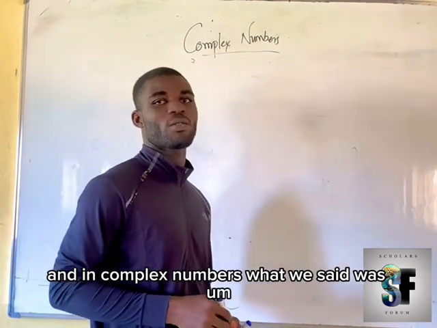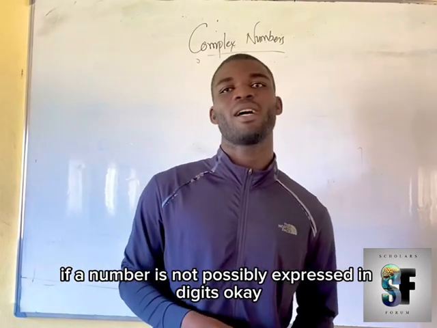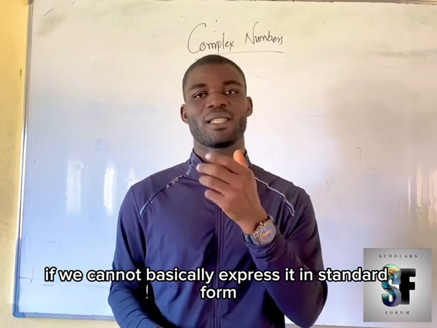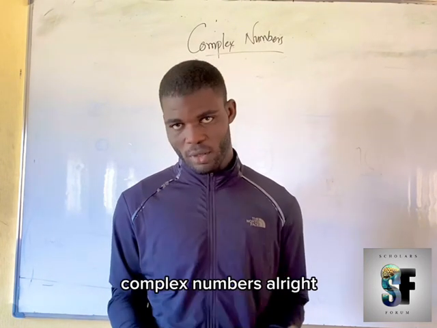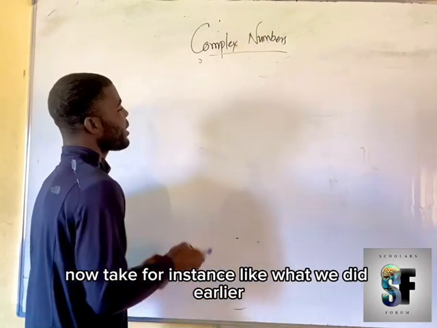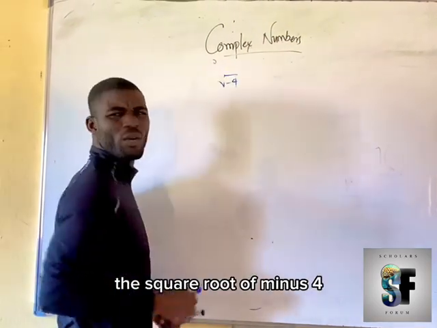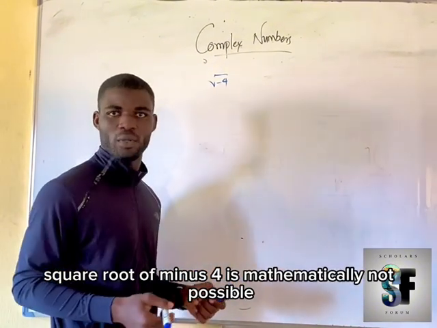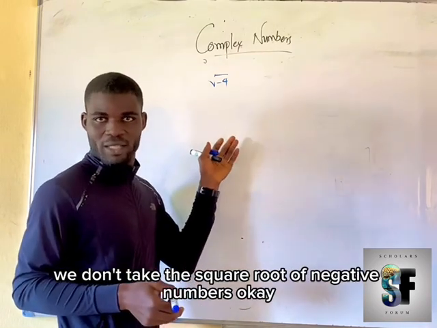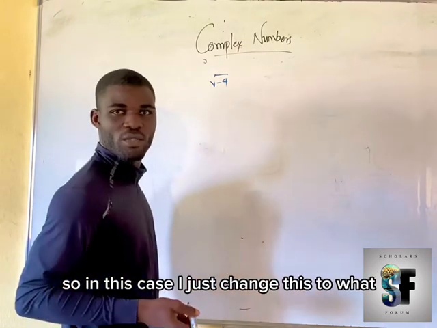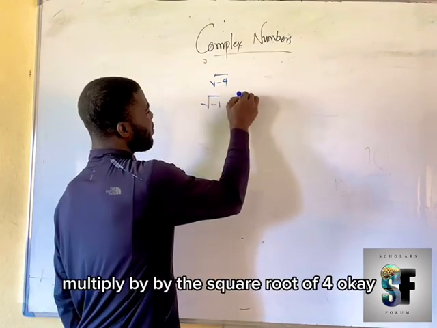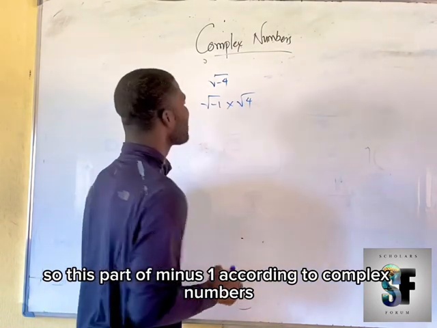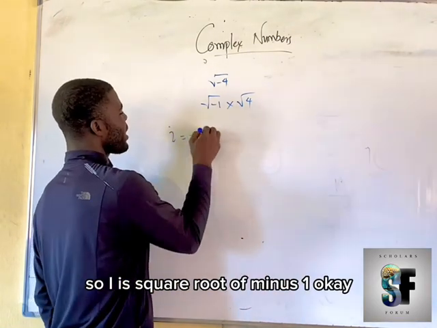In complex numbers, what we said was if a number is not possibly expressed in digits, if we cannot basically express it in standard form, then we could just call it complex numbers. Take for instance, like what we did earlier, the square root of minus 4. Actually, square root of minus 4 is mathematically not possible because we don't take the square root of negative numbers. So in this case, I just change this to square root of minus 1 multiplied by square root of 4. According to complex numbers, square root of minus 1 is i. So i is square root of minus 1.